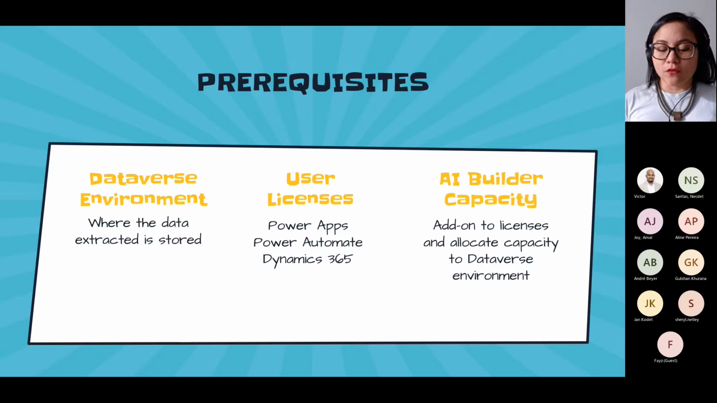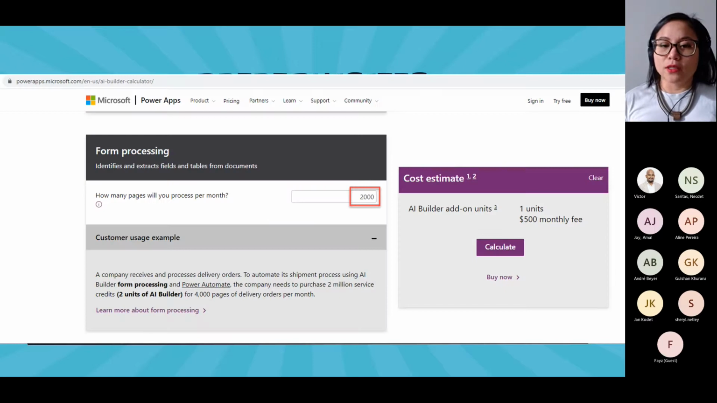So if you're an admin in your Dataverse environment, essentially what you can do is allocate the capacity to that Dataverse environment. And to help you understand how much capacity add-on you need, they have created what they call the AI Builder calculator. So in here, I've got a screenshot of the form processing AI Builder model. In here is where you can enter how many forms, or pages in a form, you think you're going to process per month, and then it's going to give you an estimate.